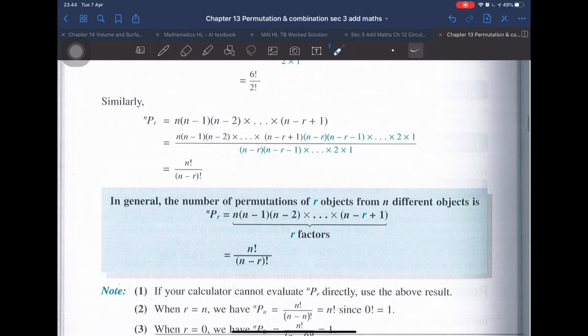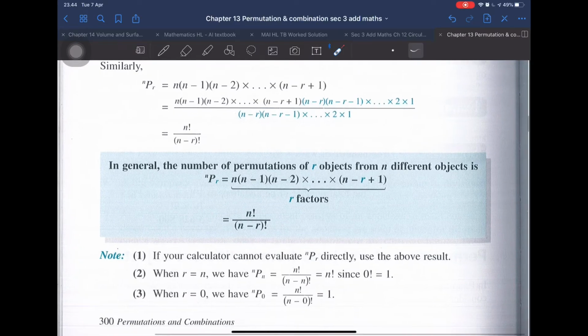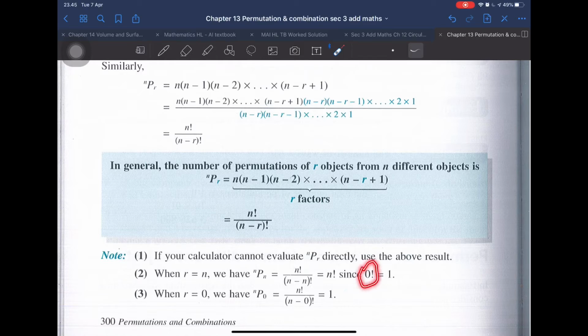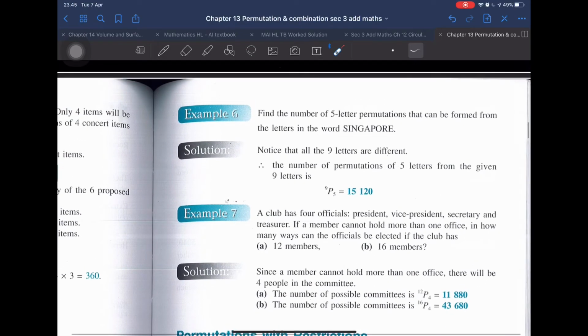Now, this is the formula in general. You can take notes about this. Formula for permutation. Okay? Now, if you already tried, 0 factorial is actually 1. Okay? Now let's move on to the other example.